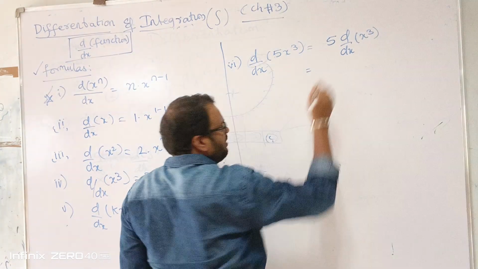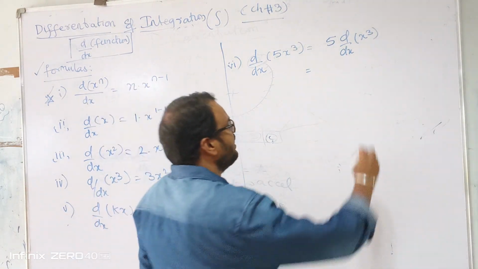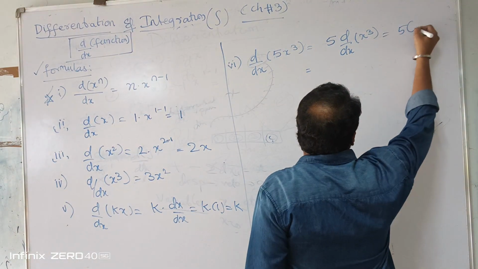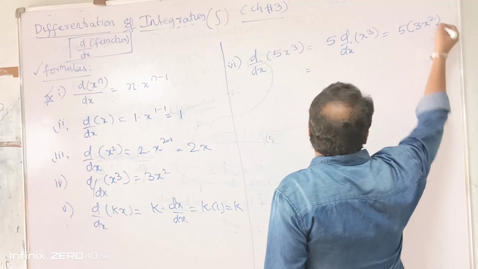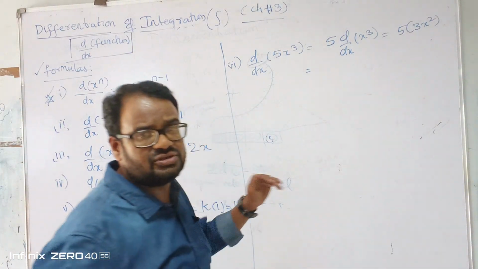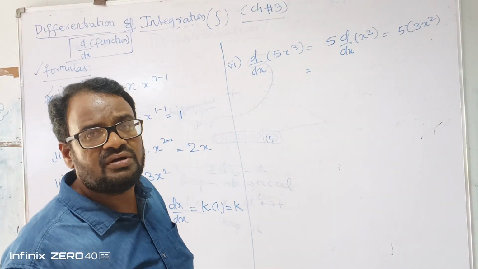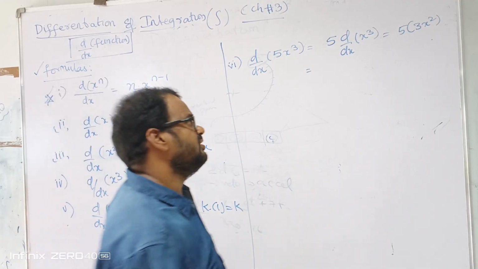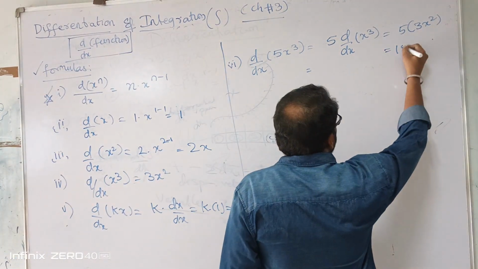And what is the answer for d by dx of x cube? You will get this in the form of what? 5 into 3x square. Can I write like this, right? X cube differentiation is 3x square. It is equals to how much?